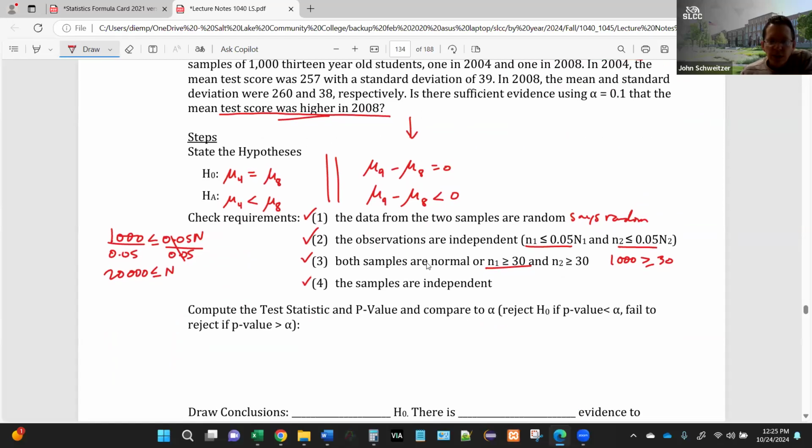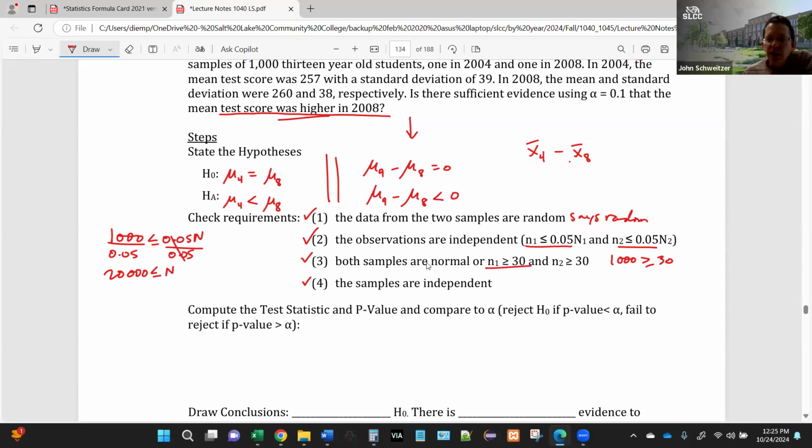So let's look at the sample data. Okay, so the best way of testing this is to look at x bar 04 minus x bar 08, right? So that's what we're going to look at here. So we go x bar 04 minus x bar 08.